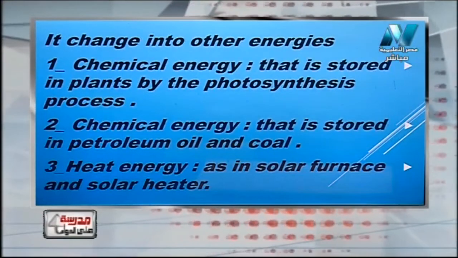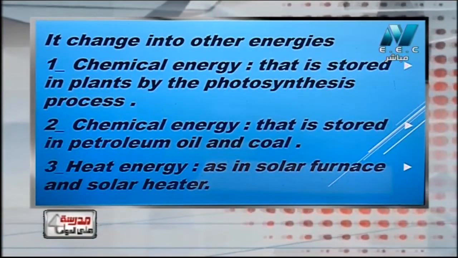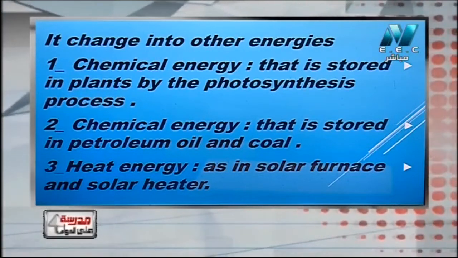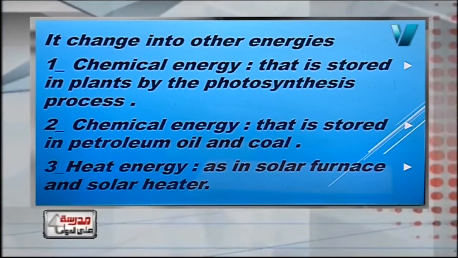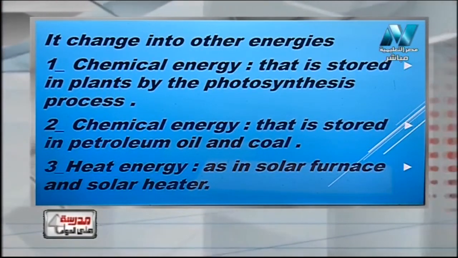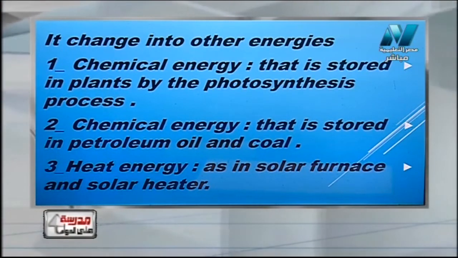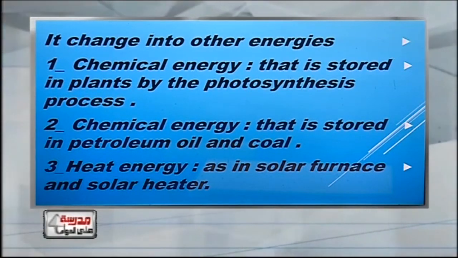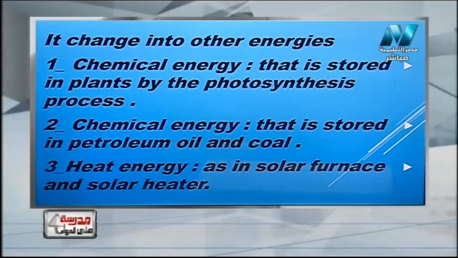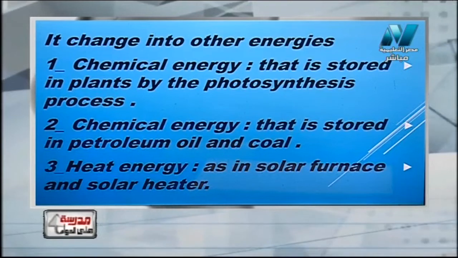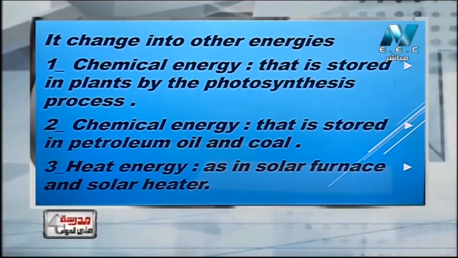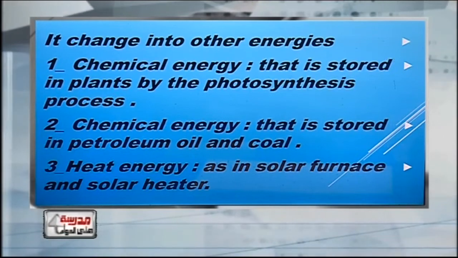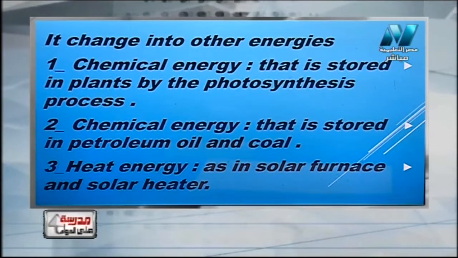But now let's talk about another question. Give reason: the sun or solar energy is considered the mother of energy or the main source of energy on the earth, because it changes into other energy. Number 1, it changes into chemical energy that is stored in plants by the photosynthesis process. As we studied before, the plant absorbs carbon dioxide gas and water and makes a chemical reaction inside its factory, the leaf of the plant, by absorbing sunlight.